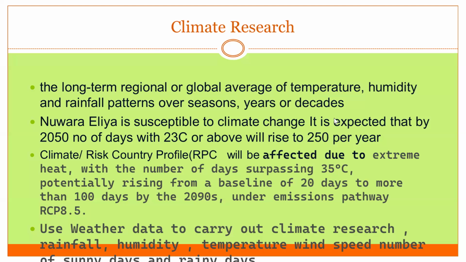Now consider Norelia is susceptible to climate change. It is expected that by 2050, the number of days with 23 degrees temperature or above will rise to 250 days per year. This is how you say what Norelia's climate is. Now, you take 50 years and calculate these parameters. Then you can find out.